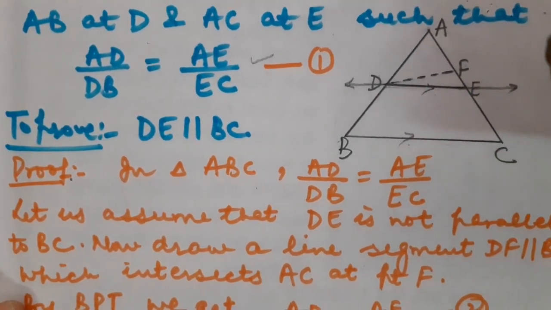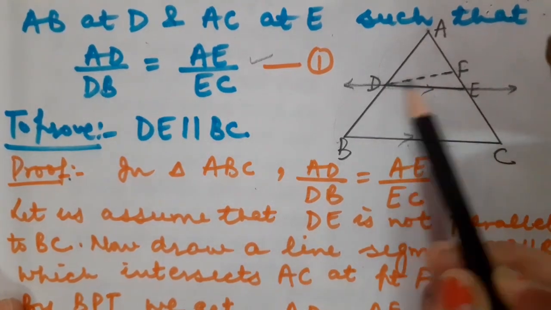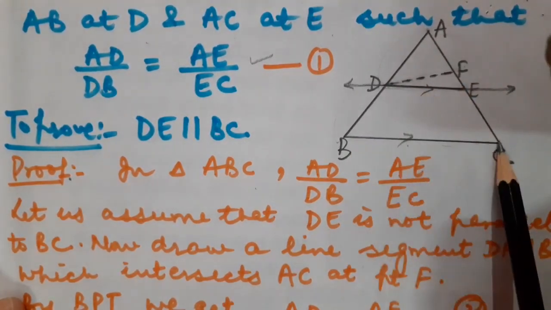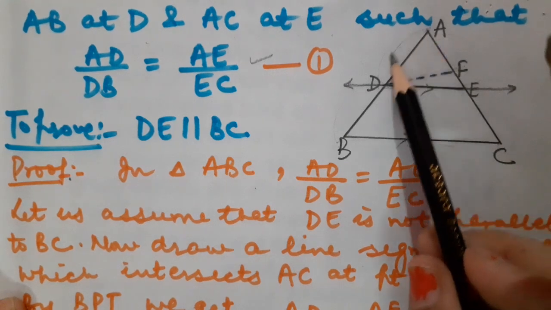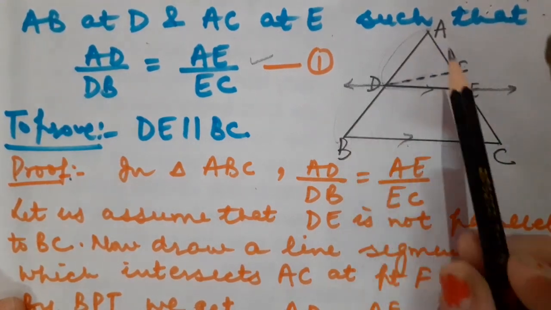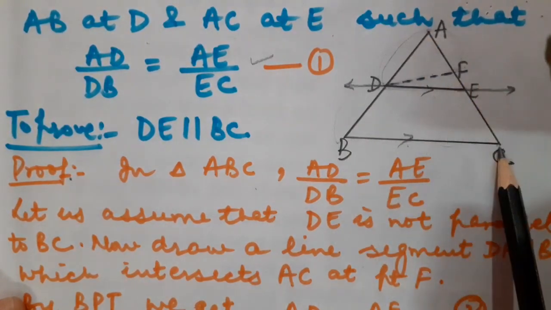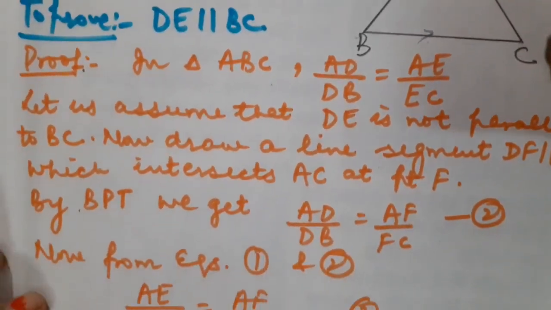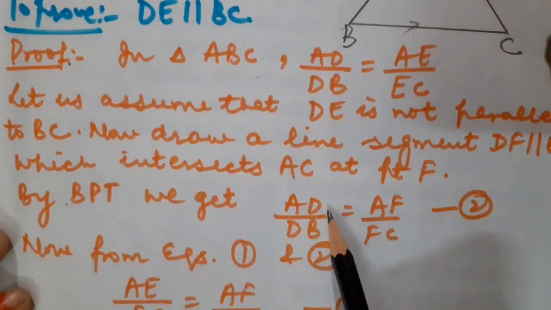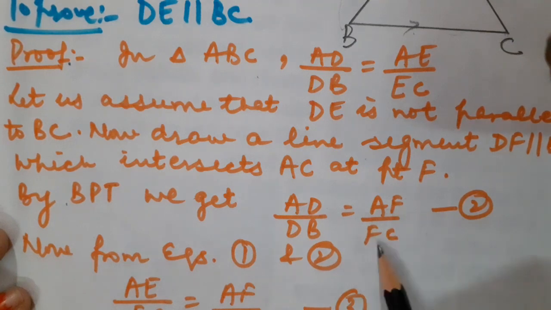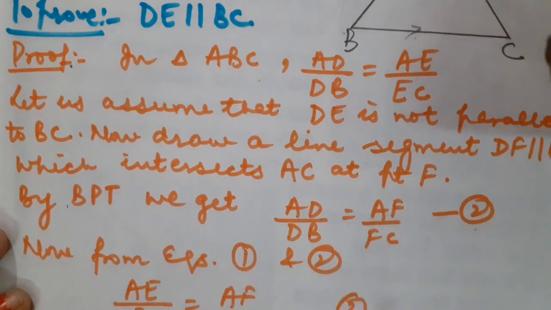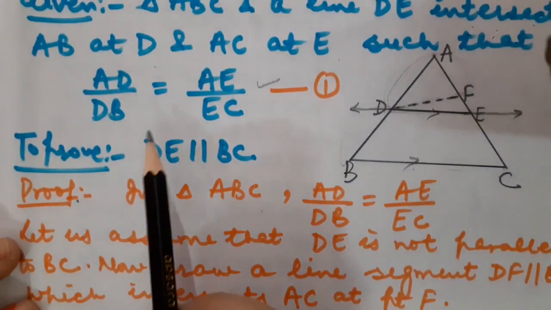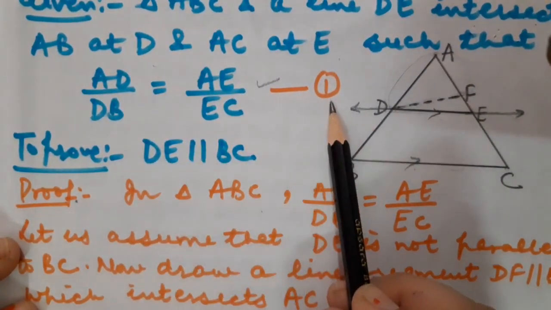Now children, if by my assumption I have taken that DF is parallel to BC, then can I apply BPT on it? Of course. So by BPT, if DF is parallel to BC, then AD upon DB must be equal to AF upon FC. Correct? So here I have written, by BPT we get that AD upon DB must be equal to AF upon FC. So let us consider it as equation number 2. And whatever condition we were given, that was condition number 1.